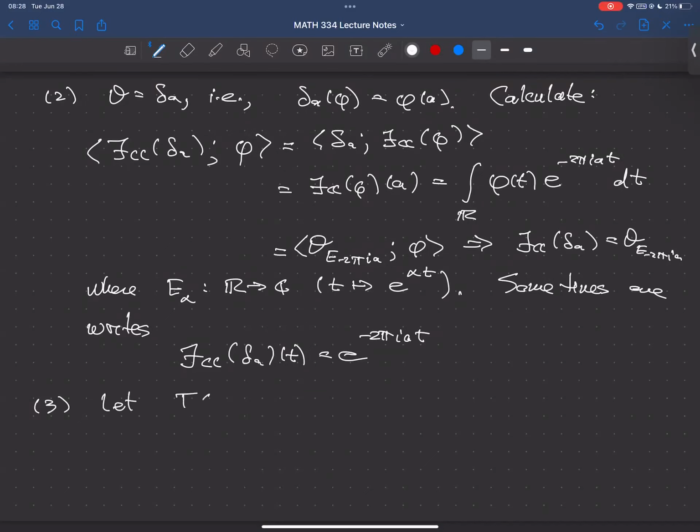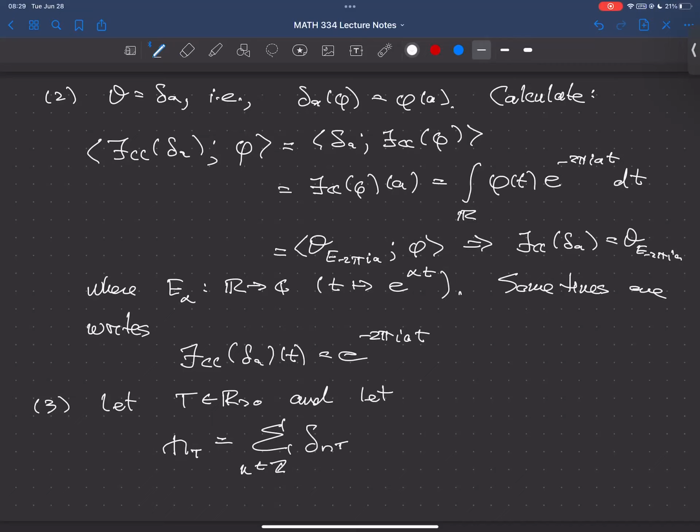Let t be a positive real number, and let's consider what's called the Dirac comb. I'm going to use this comb-like symbol for the sum over all integers of the Dirac at the integer multiples of t.